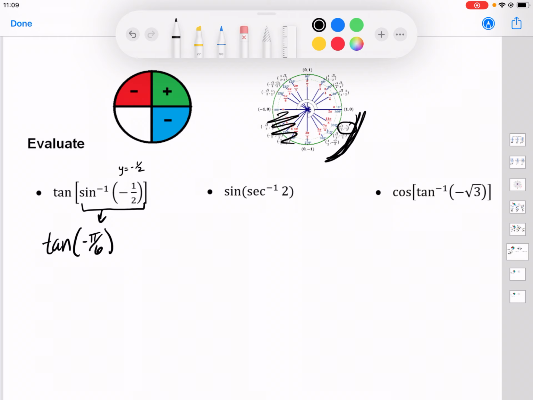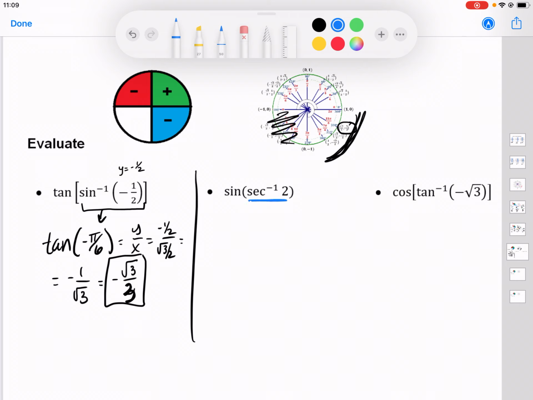And then you just look at that exact same angle, and we're going to go ahead and do our tangent. Remember, tangent is y over x. So we got -1/2 over square root of 3 over 2, or I'm going to write it down here, -1 over square root of 3, which when you rationalize is negative square root of 3 over 3. There we go. Excellent. Let's go ahead and do another one.